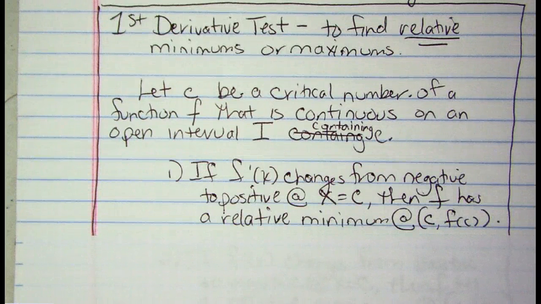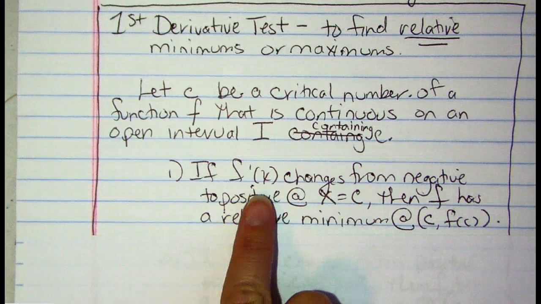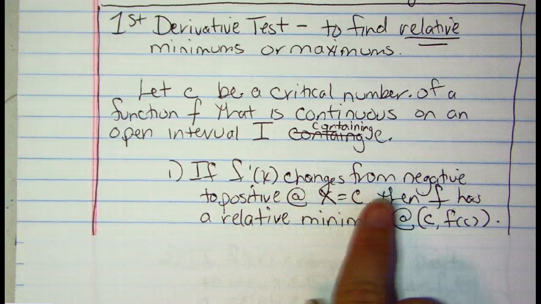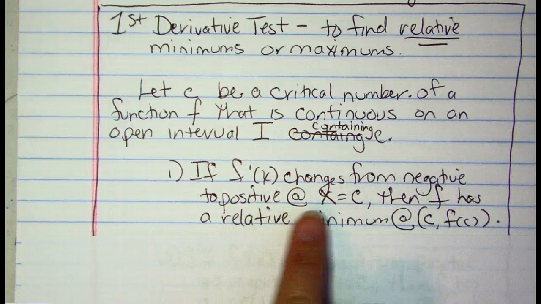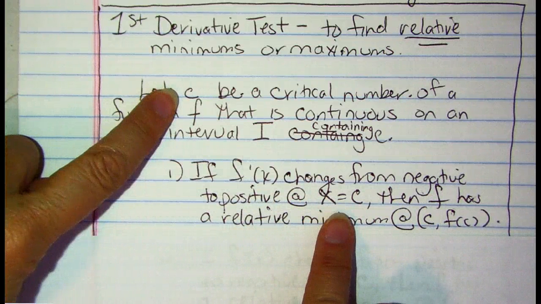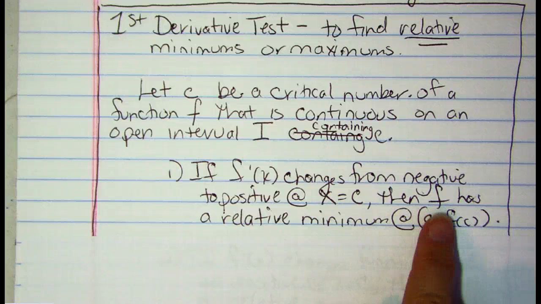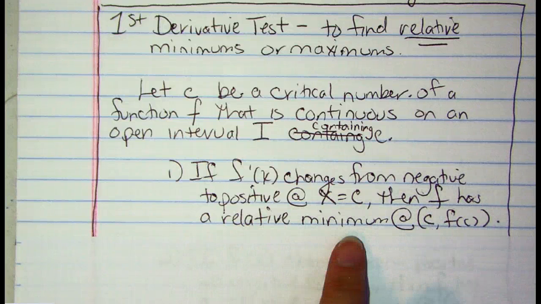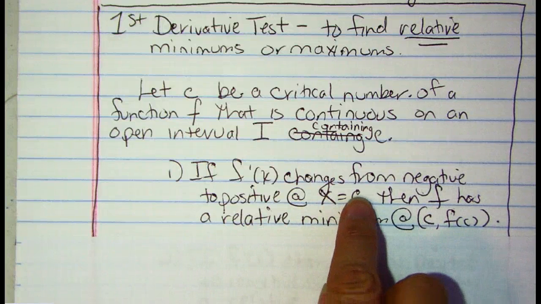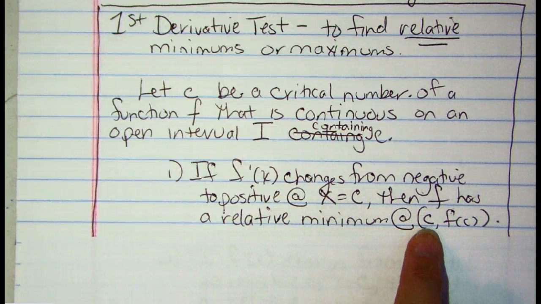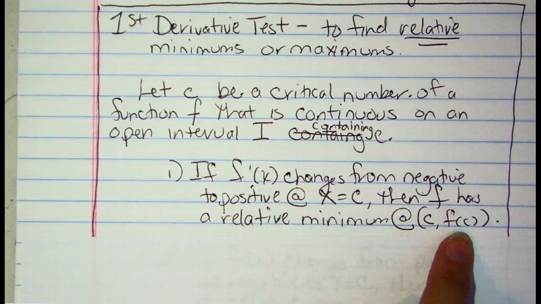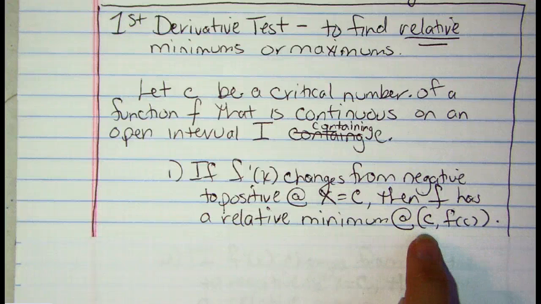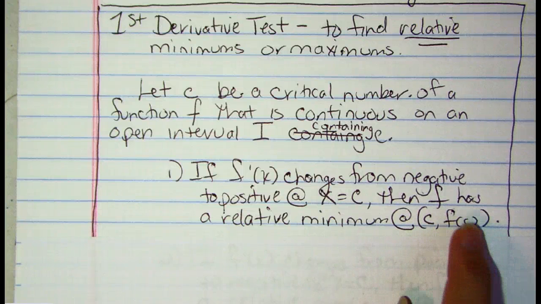Then, if the first derivative, or the slope, changes from negative to positive at this x equals c, my critical number that I just found, then f, my original function, has a relative minimum. Where? At wherever this c value, this critical value, is, and I plug it into the original function to get the y output. This is exactly what we did Friday in class. We found the critical value, we put it back into the original function to get the y value, and that will be my minimum.